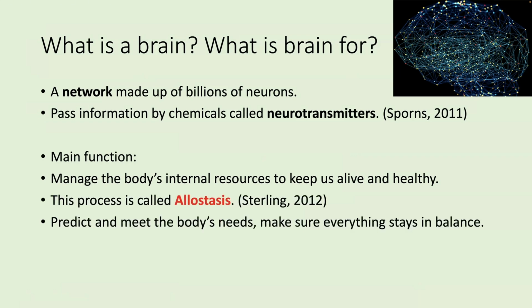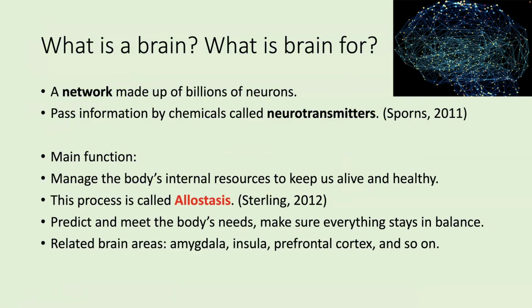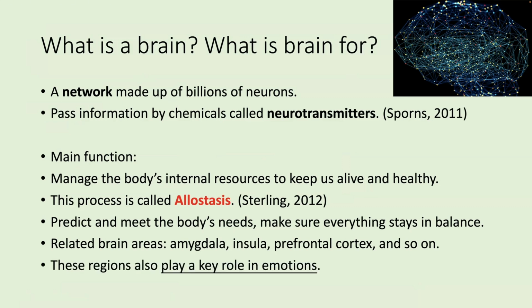Allostasis means that the brain predicts and meets the body's needs before they even arise, making sure everything stays in balance. If this balance is thrown off for too long, it can lead to health problems, which can change the way the brain works and how we behave. The areas of the brain like the amygdala, insula, and prefrontal cortex manage internal balance and also play a key role in emotions.